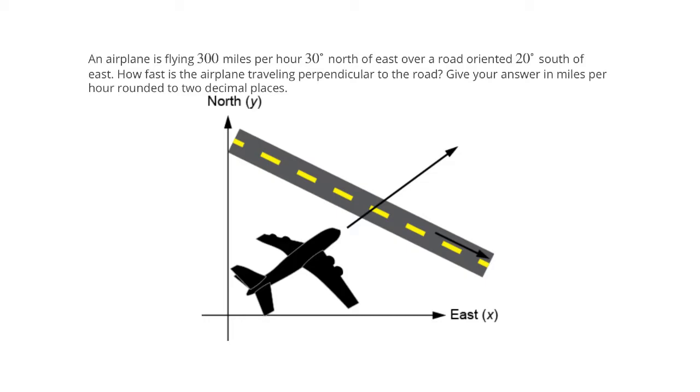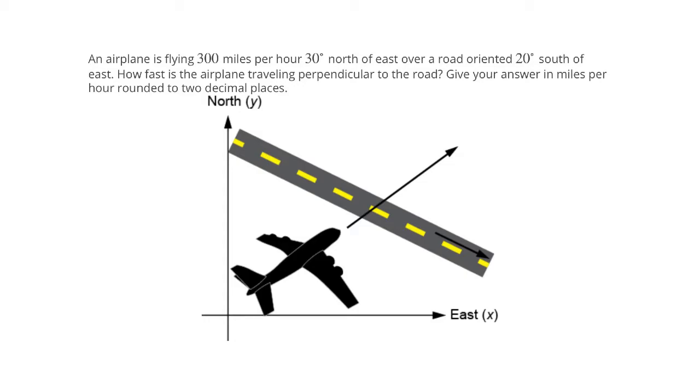So what we have in this problem is that an airplane is flying at 300 miles per hour at 30 degrees north of east over a road that's oriented at 20 degrees south of east. And what we're asked to find is how fast is the airplane traveling perpendicular to the road.